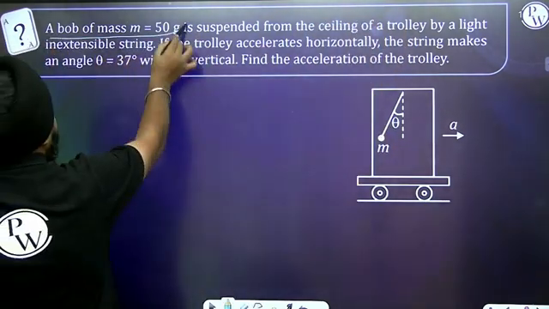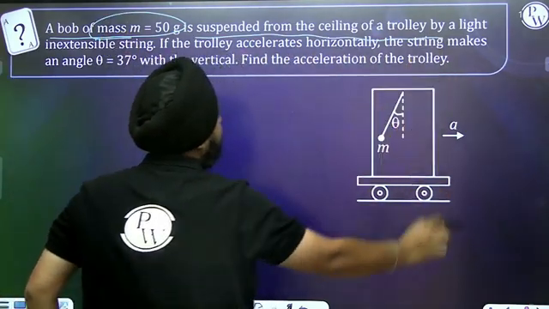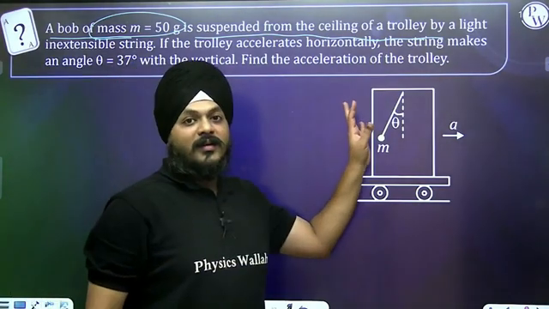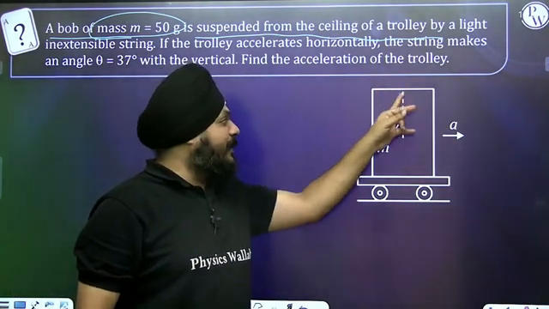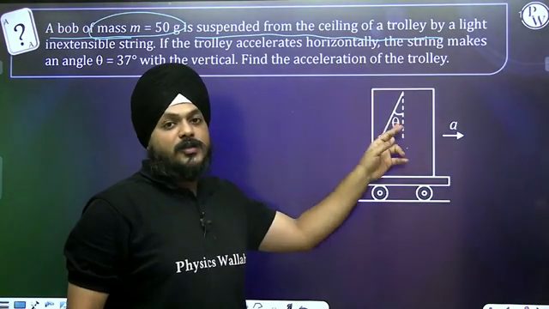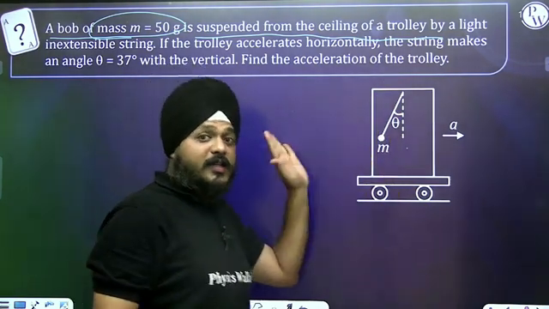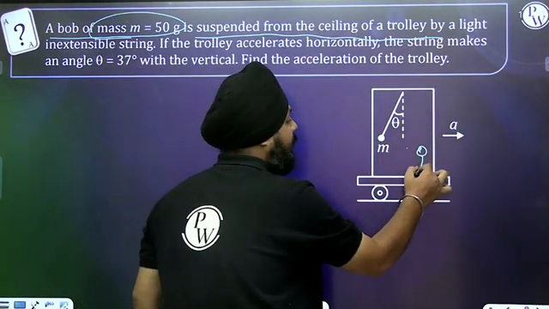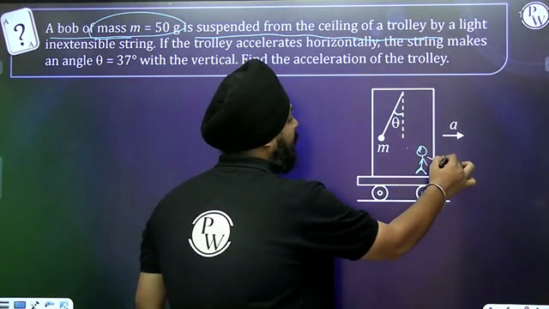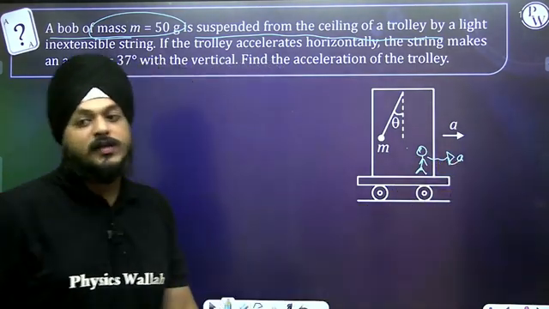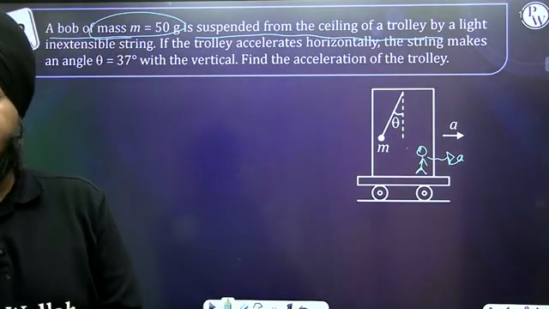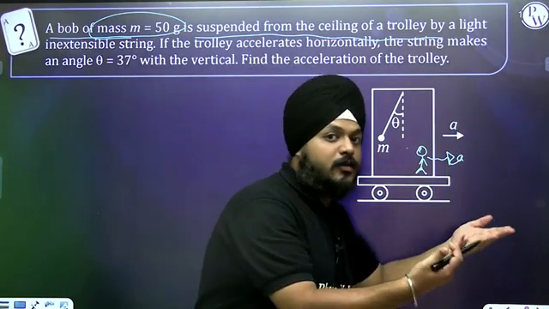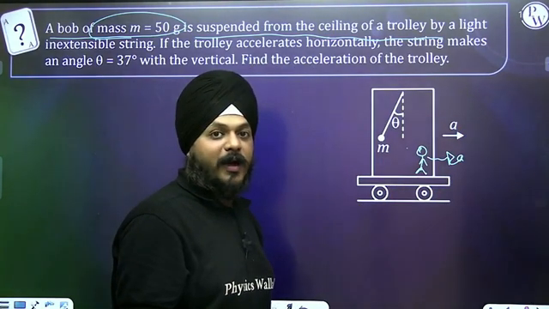A bob of mass 50 gram is suspended from the ceiling by a string. The bob is connected initially vertically by the string to the ceiling of a trolley. Now suddenly the trolley starts accelerating. Suppose the observer is inside the trolley; it means that the man is also accelerating. When the frame is accelerated, the pseudo force acts in the backward direction.